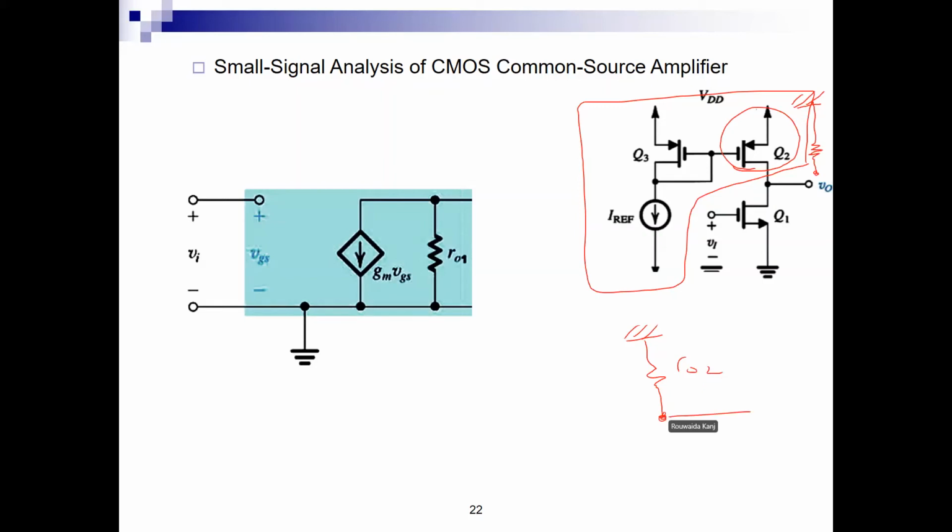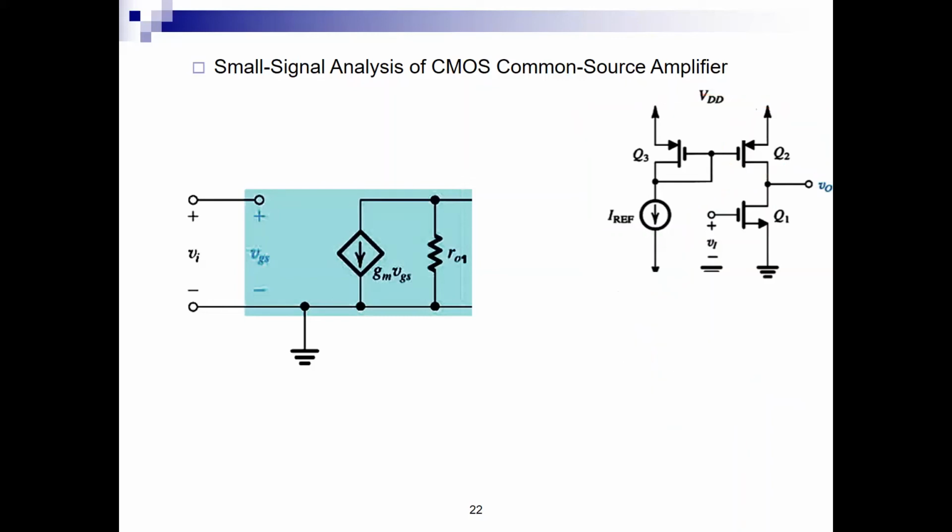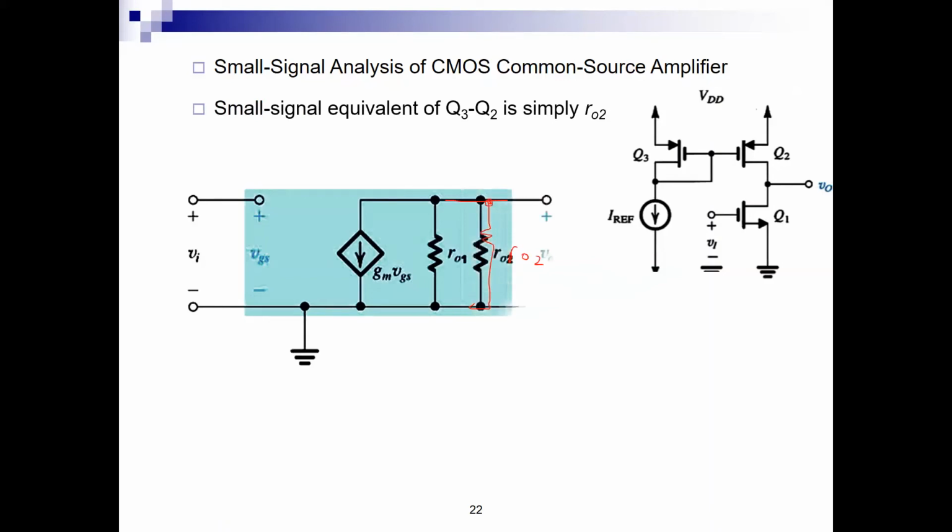So I'm going to plug in at VO, in place of all of this current mirror, a resistance equal to RO2. Now we'll do the derivation a little bit later. We're going to derive this, but with respect to this circuit, what does this mean? This means that at node VO, I will plug in another resistance RO2 to model my current mirror circuit. Okay, so a small signal equivalent of this big circuit is RO2. We're going to plug it in here.